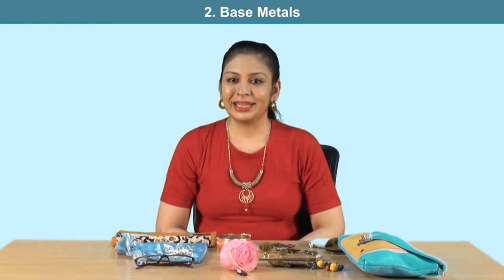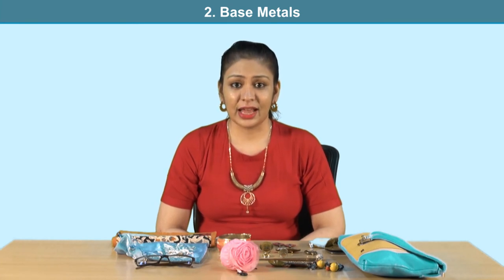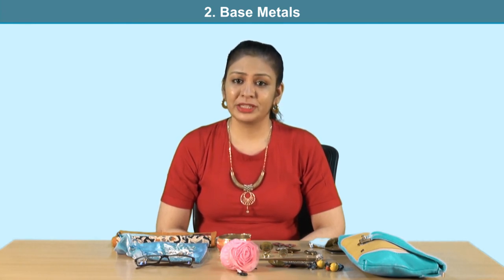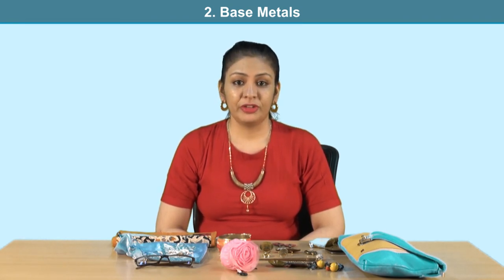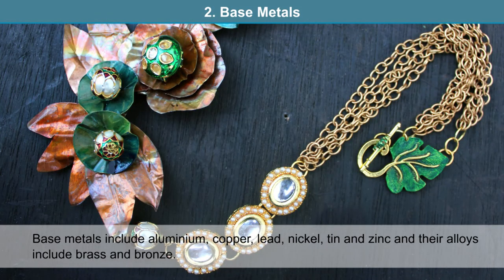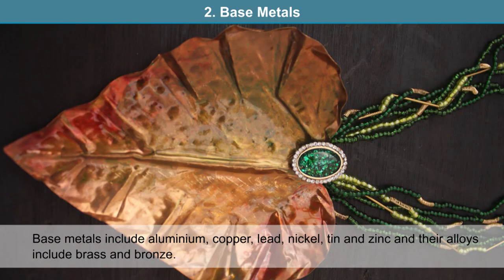Base metals. Metals and their alloys that oxidize, that is tarnish or corrode, relatively easily when exposed to air or moisture are called base metals. These are also used as a base for many different materials. They are abundant and therefore cheaper. They can be finished with plating, anodizing, and other texturing techniques to increase their value. Base metals include aluminium, copper, lead, nickel, tin, and zinc. And their alloys include brass and bronze.